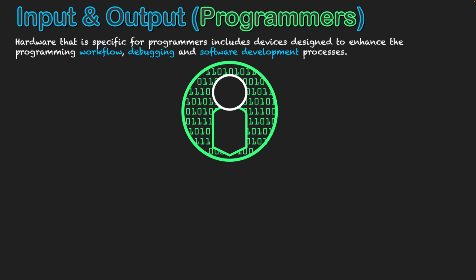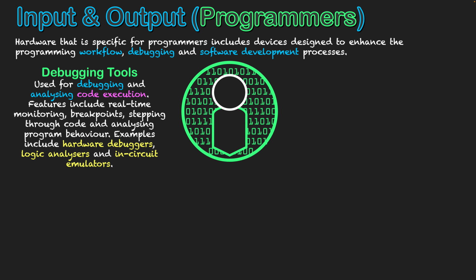So firstly, we have that of debugging tools, used for debugging and analyzing code execution. Features include real-time monitoring, breakpoints, and stepping through code and analyzing program behavior. Examples of specific input and output hardware include hardware debuggers, logic analyzers, and in-circuit emulators that all assist in the process of finding bugs in systems when we are developing new applications or source code for mechanical systems.